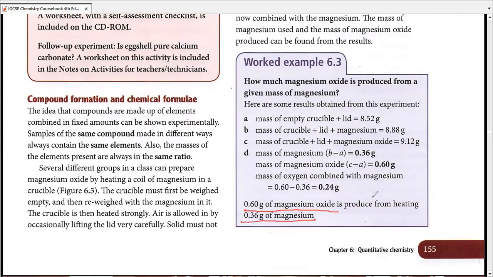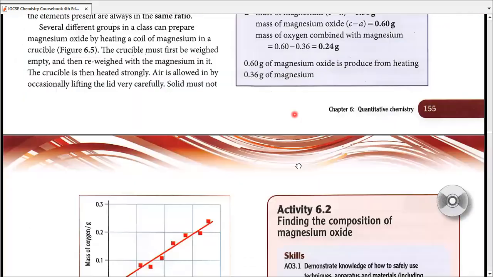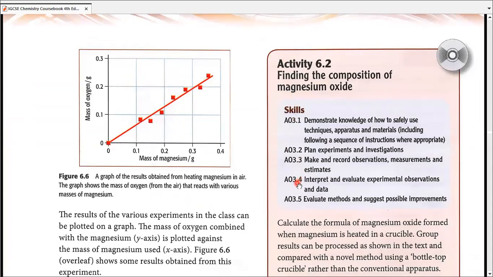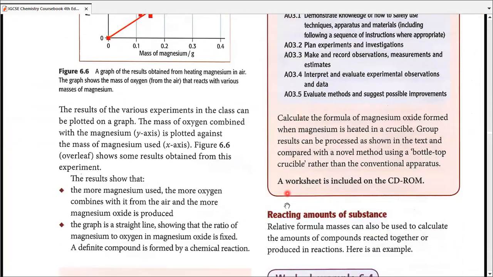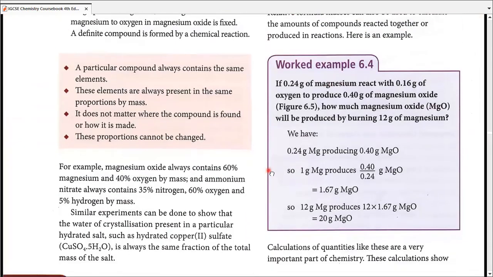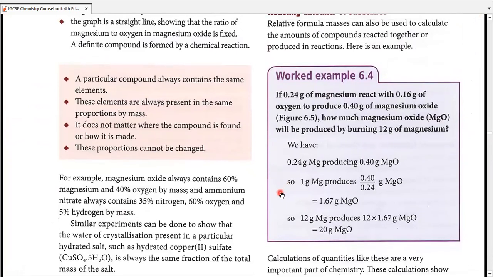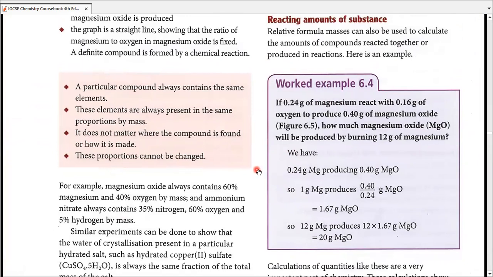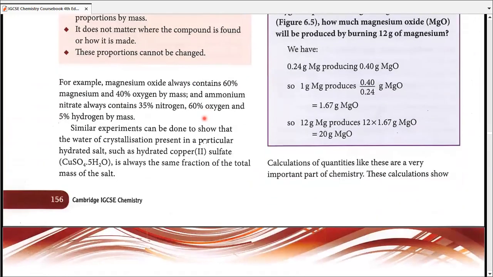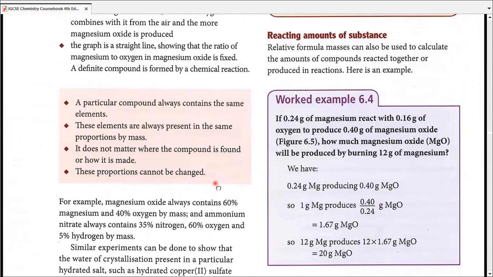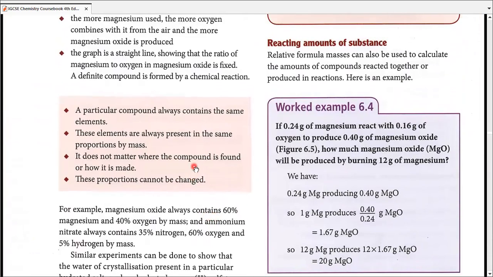This is the mass of magnesium that reacted. We can always calculate from this the amount of magnesium reacting with oxygen forming magnesium oxide, or what mass of oxygen reacted with it. Some particular observations that we can make from this kind of experiment are a few points that we need to understand and memorize. So I have stopped at this pink portion at the bottom of page 156. We're going to study it.